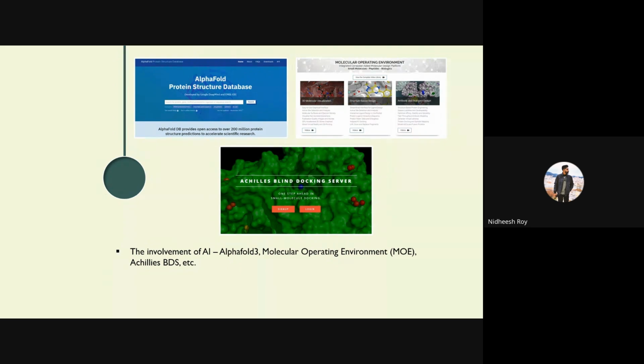For example, Molecular Operating Environment is a multi-program server where you can do protein-peptide docking and protein modeling. You can do immunological reactions, antibody-antigen reactions, structure-based design, and 3D modeling. You can do molecular dynamics studies, everything from a single server. So there are more tools than you can imagine, and you just have to find them according to what your need is.